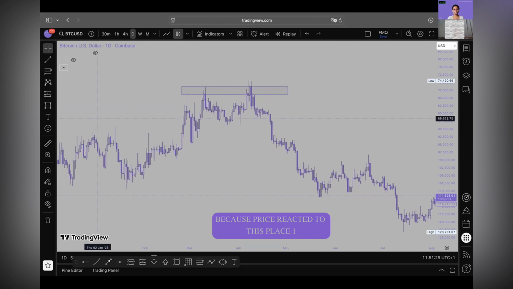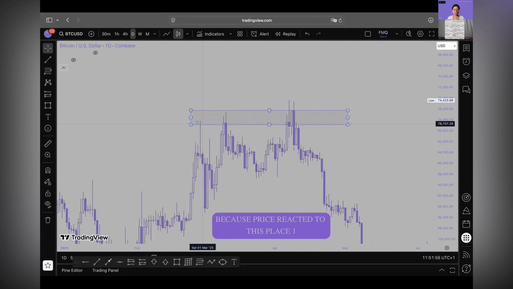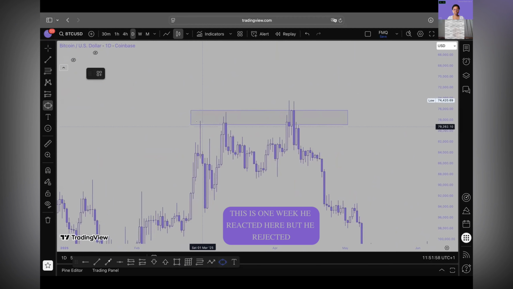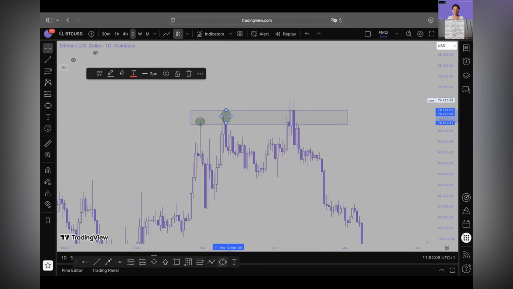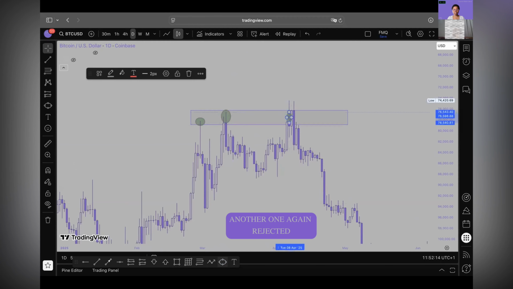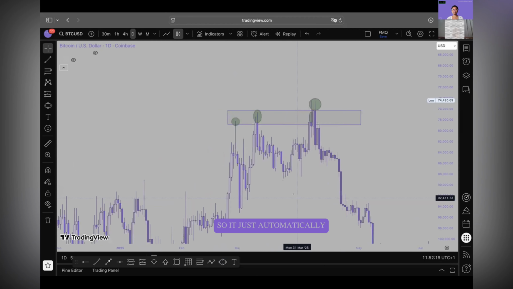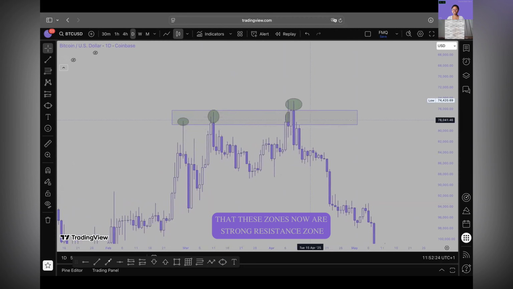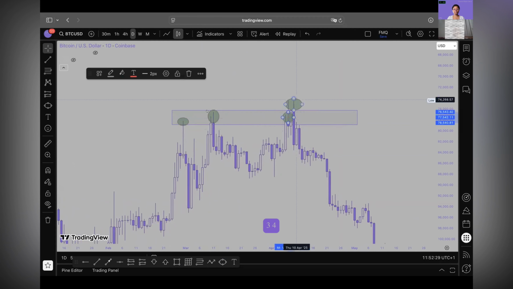because price reacted to this place. This is 1 week. It reacted here, but it rejected. Then it did another thing here as well. Rejected. It did it again here. Rejected. Another one again. Rejected. So it automatically means these zones are now strong resistance zones, because each was touched or mitigated 1, 2, 3, 4.